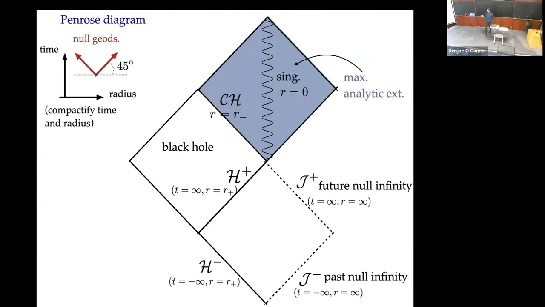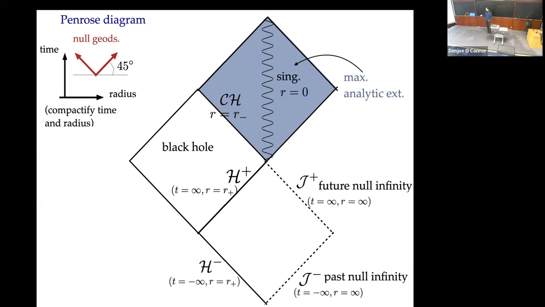This is the Penrose diagram corresponding to Kerr. I don't know how knowledgeable you are of Penrose diagrams. Time goes in the vertical direction, essentially radius in the horizontal direction. They're compactified time and radii. The important thing is that null geodesics, radial in quotes because it's Kerr spacetime, are at 45 degrees. So they really tell you about the causal structure of your spacetime.